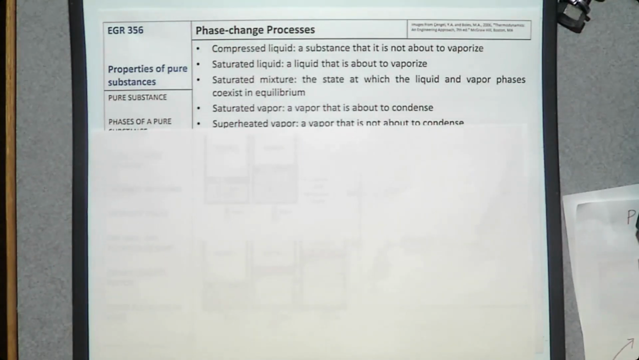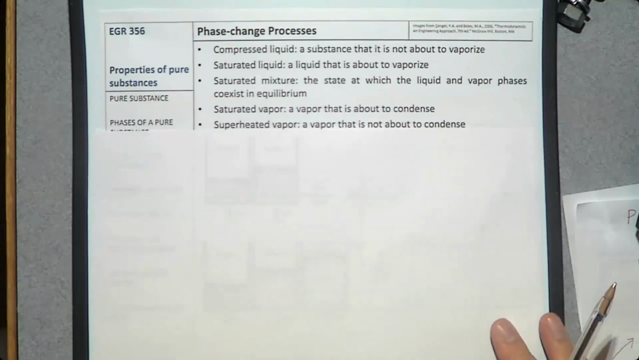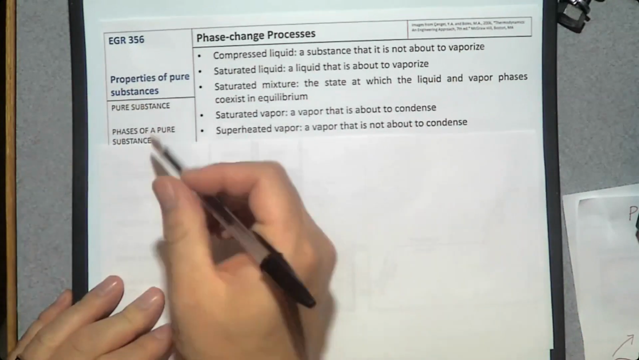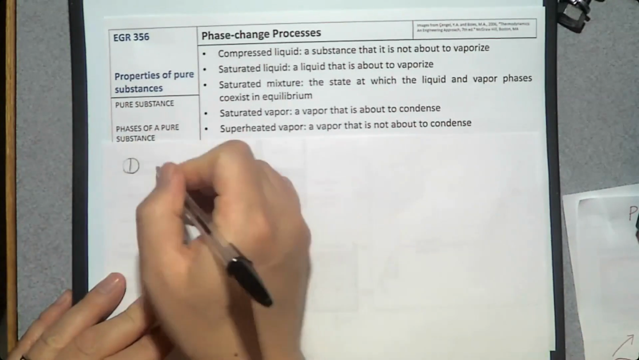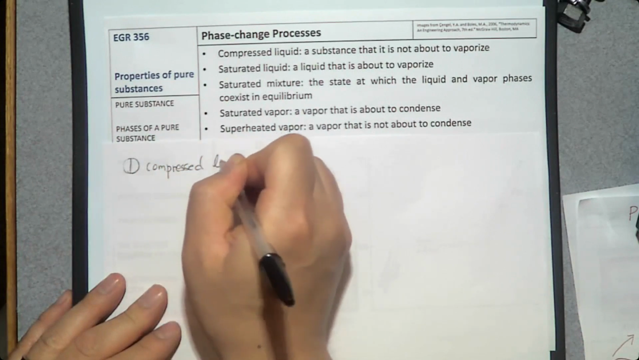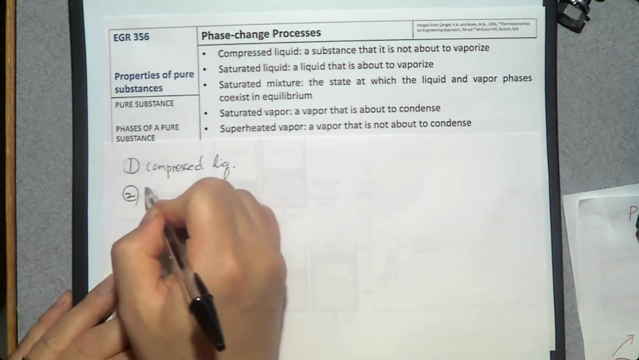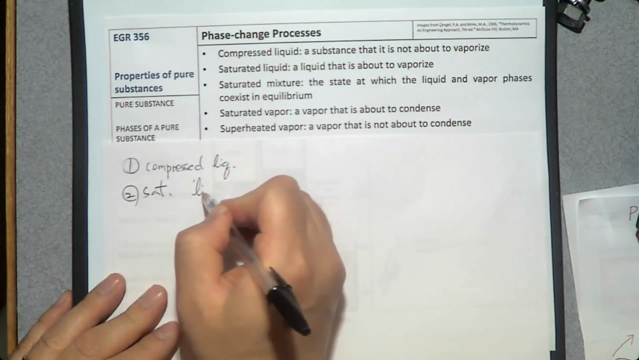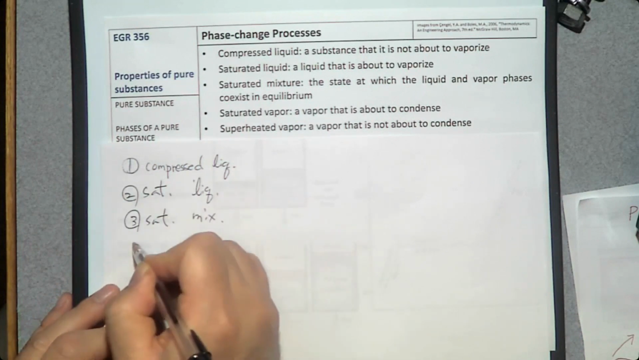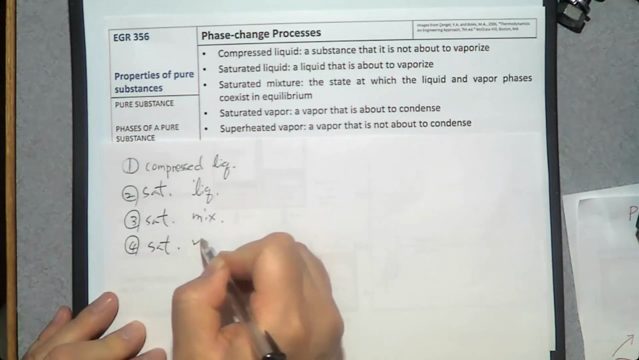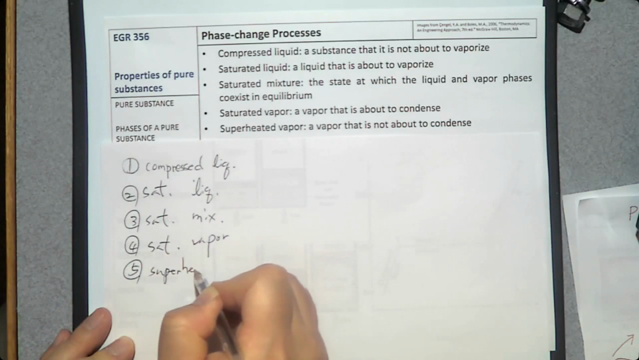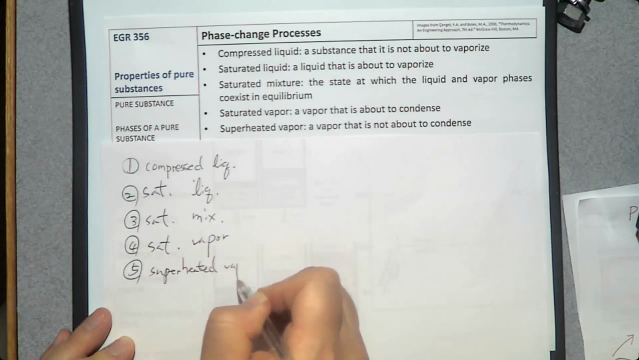Okay, so let's review what we did last Tuesday. So we studied there are 5 phase change processes. The first one is compressed liquid, saturated liquid, saturated mixture, saturated vapor, and superheated vapor.